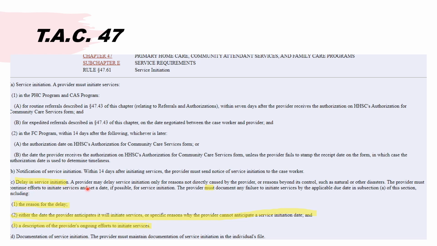A provider may delay service initiation only for reasons not directly caused by the provider. Okay, it tells you here the provider must document any failures to initiate services by the applicable due date. Okay, that is listed in subsection A, which is up here. So if you cannot meet these requirements in subsection A, you have to write a delay in service initiation communication. Okay, and it tells you here what validates and how to properly document your delay.